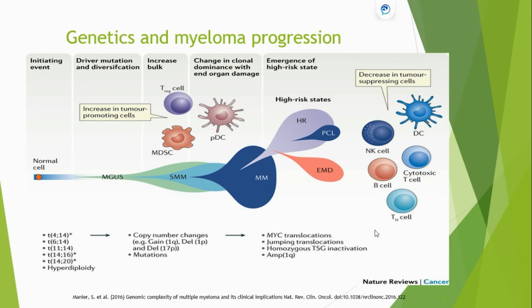And when you get to the high risk state of the disease, like plasma cell leukemia or extramedullary disease or relapse, you can see a host of genetic changes. If you look at the bottom part, like MYC translocations, jumping translocations, homozygous tumor suppressor gene inactivations, and amplification of 1q. So these all add up as secondary events in the genetics of the myeloma.